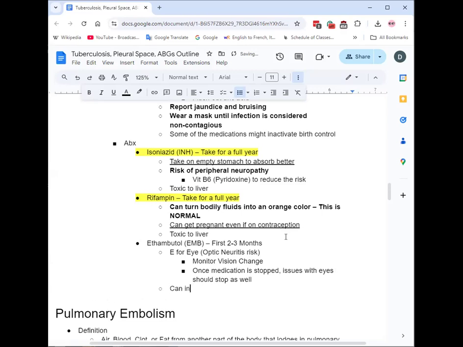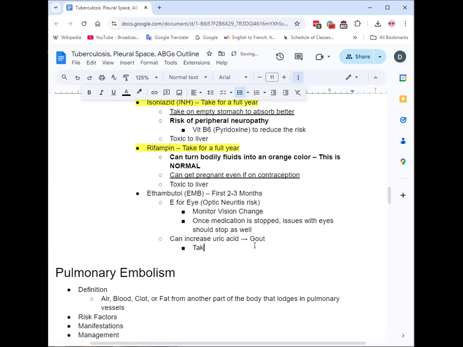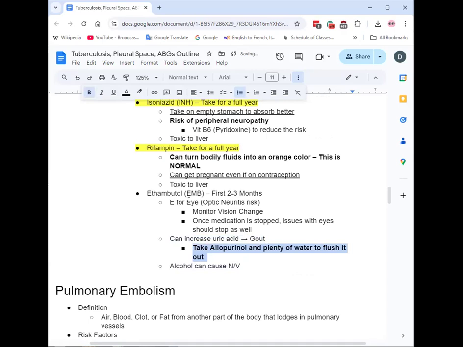We talked about this one can increase the uric acid, so you gotta drink plenty of fluids. We talked about that before. What medication would you give for high uric acid? Yes, allopurinol and plenty of water to flush it out. And alcohol can cause nausea, vomiting, but the main takeaway would probably be this stuff here for this medication, as well as knowing the time frames.